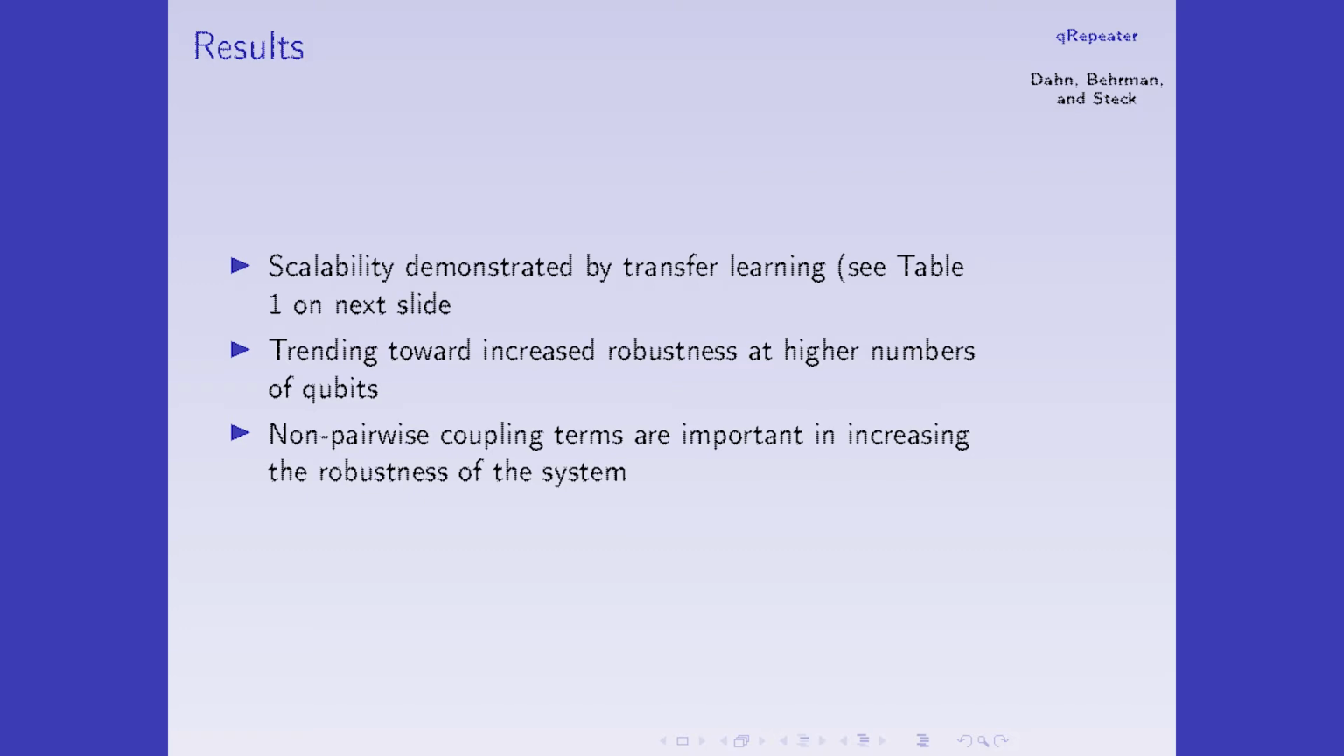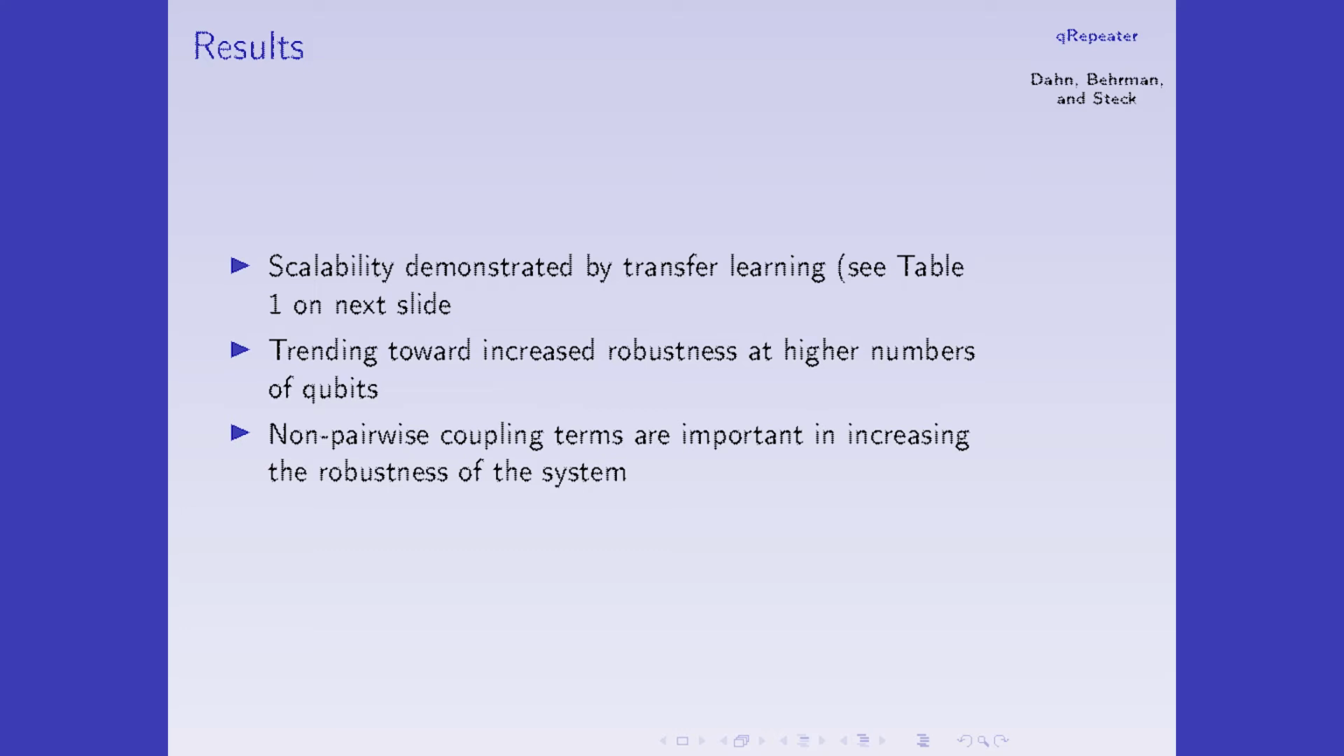Our results so far: we have demonstrated the scalability of the system via what we're calling transfer learning. What that means is that we were able to train the system of 2 qubits and find those trained parameters, and then from that we were able to transfer those parameters to a set of 4 qubits, 6 qubits, and 8 qubits without needing much or any additional training, so that this system is scalable for any number of qubits that are coming in.